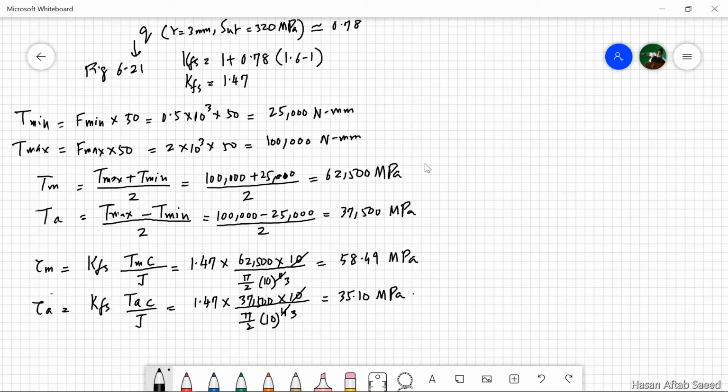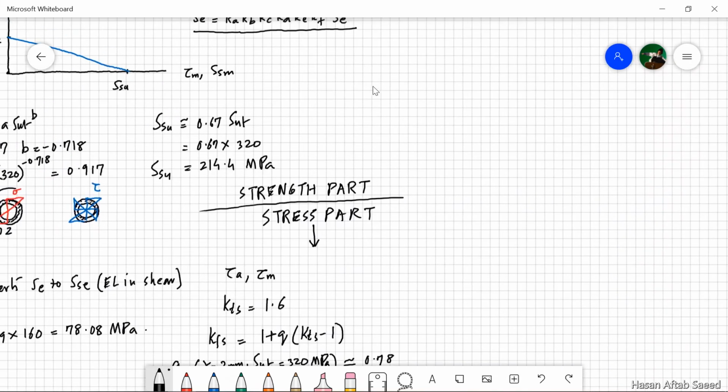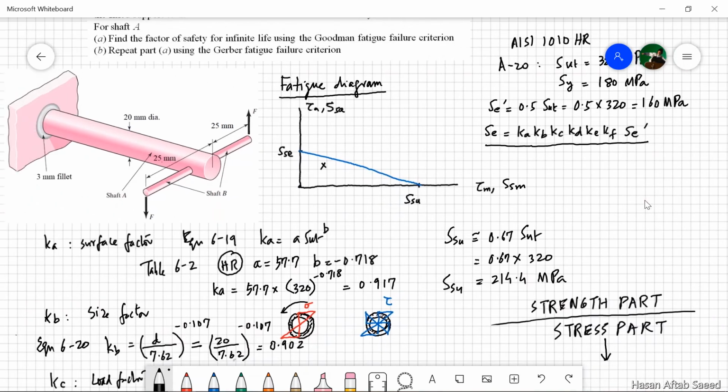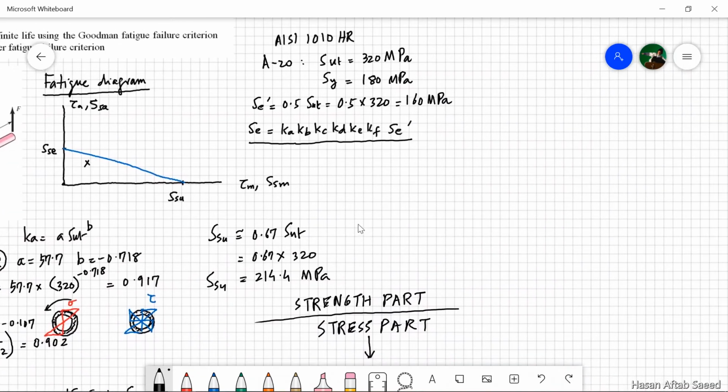Now all that remains is application of the different yield, the different fatigue criteria. Come back to this diagram. We're talking about part A of the problem as given by this statement. Find the factor of safety for infinite life using the Goodman. This blue line is the Goodman line. All we need to do is recall the equation.